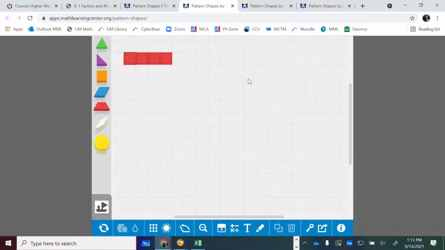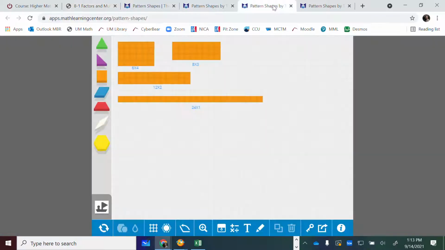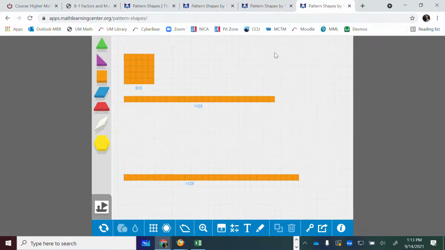All right, so hopefully you had a chance to think about the question. Again, the idea here is that 25 tiles, how many rectangles can she make? 29 tiles, how many rectangles can she make? And what does this tell us about factors? So these are my answers for 24. Let's take a look at my answers for 25 and 29.